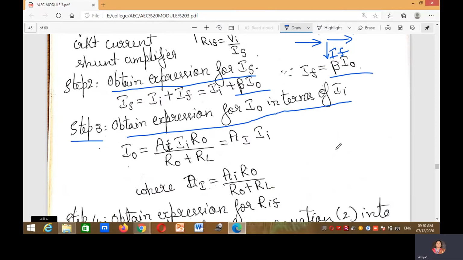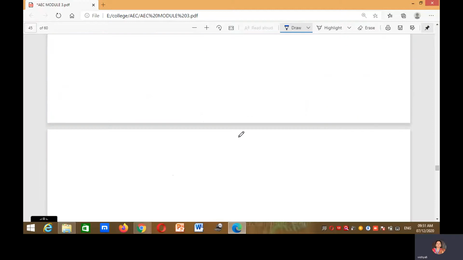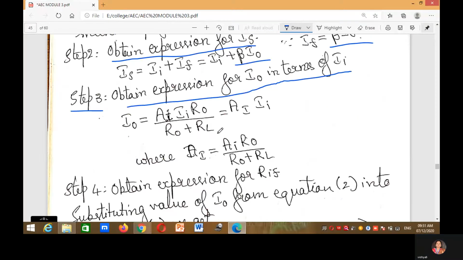So we can write I naught is equal to AI into II, divided by R naught plus RL. AI into II into R naught divided by R naught plus RL, that is equal to capital AI into II. Capital AI is nothing but small AI into R naught divided by R naught plus RL.